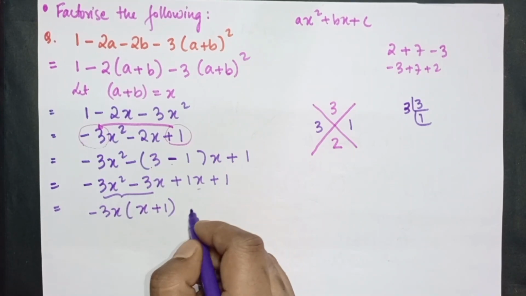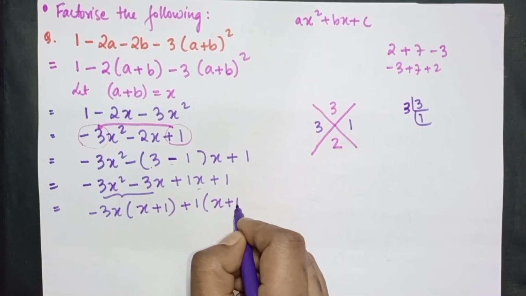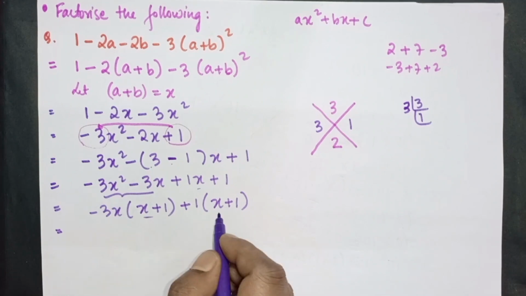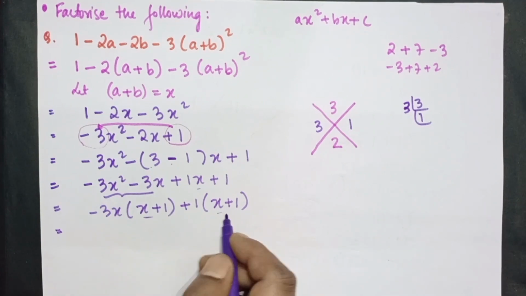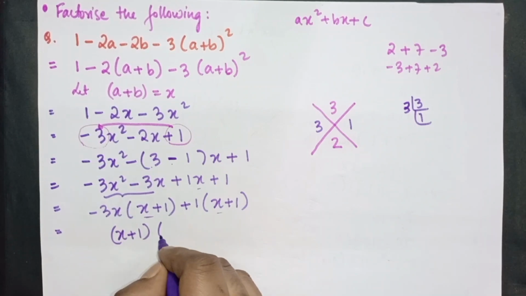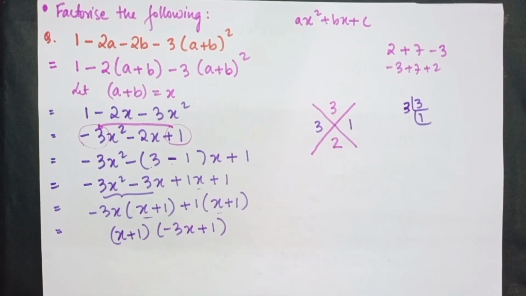So what will be common? No common. No common means always there will be 1. So plus 1 means no sign will change. So I got this. So now what can I do here? These two are same, that means our process is right. So we'll write x plus 1 and this in another bracket. So minus 3x plus 1.